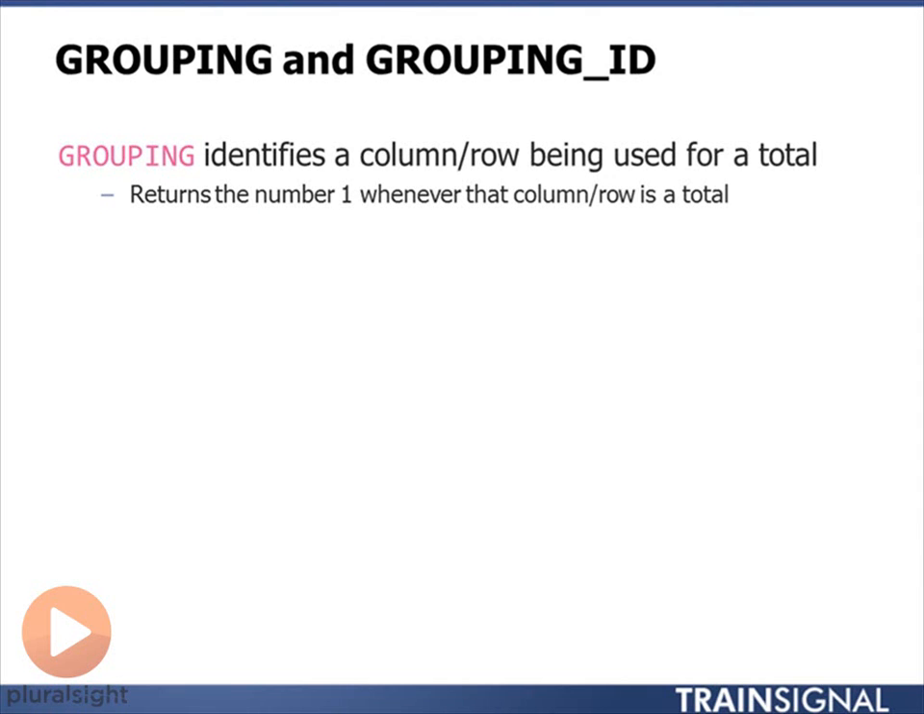This is where the grouping and grouping ID functions come into play. First of all, grouping is going to give us the ability to add on a brand new column that will give us a flag on whether or not it's being used for a total. If we see a 1 there, it's being used for a total. Otherwise, it's giving us an individual value.